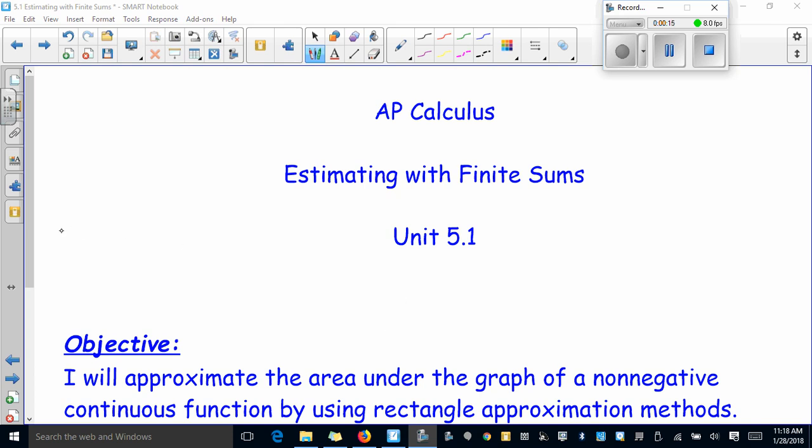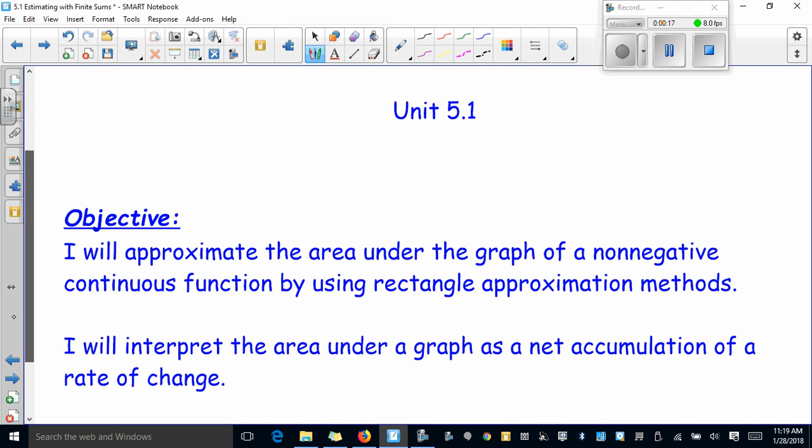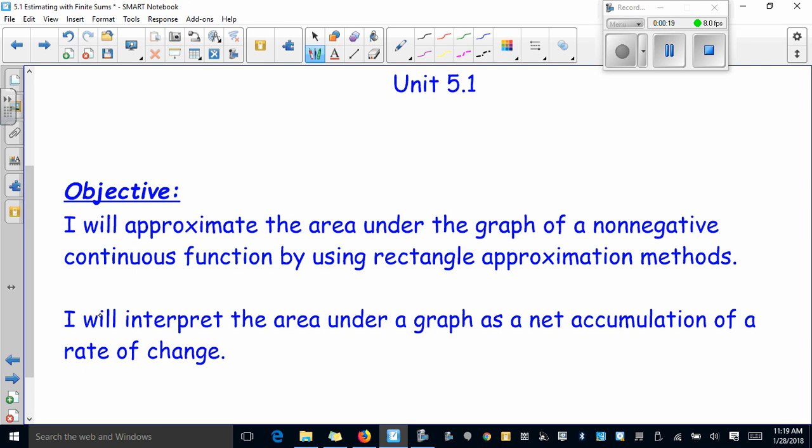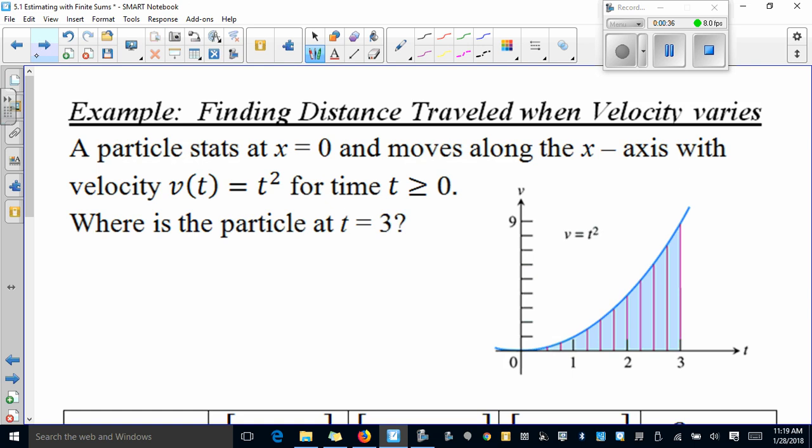Okay, so on the first example, really this example is more of a how to set up the problems, and then we'll move away from that and go on in. So, example: finding distance traveled when velocity varies. A particle starts, yes, that's a typo, starts at x equals 0 and moves along the x-axis with velocity t squared for time t greater than 0. Where is the particle at t equals 3?